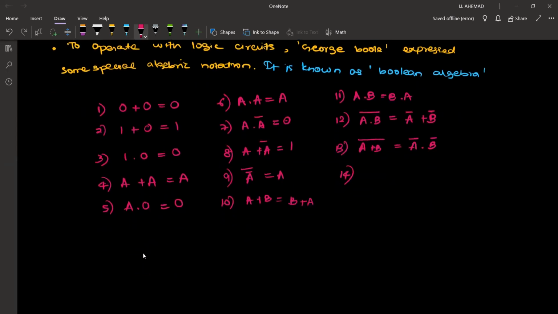And then we have A plus A B is equal to A. 15th, A plus A bar B is equal to A plus B. I will explain the 14th and the 15th. Other than that, the other 13, are they clear?